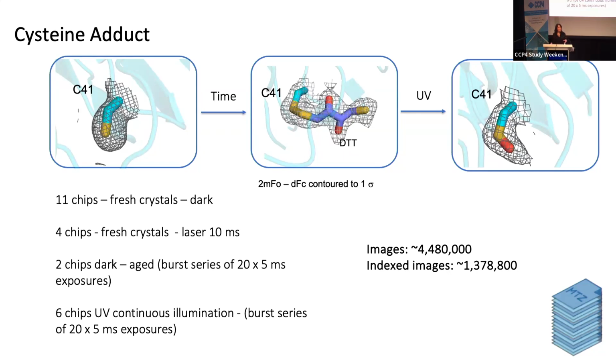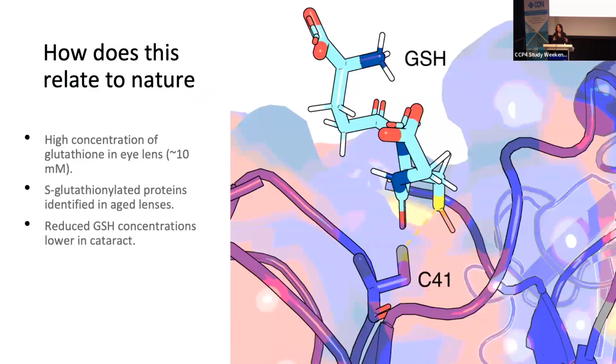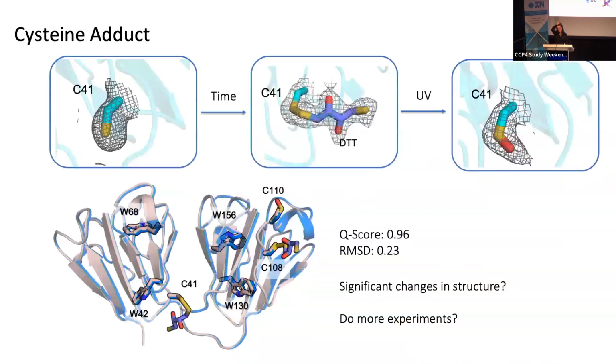I've got some interesting data, but does it really mean anything? Well, it kind of relates to the natural situation. In our eye lens, we have high concentrations of a reducing agent called glutathione, not quite the same as the one I'm using, but it works by being able to reduce these cysteines. They know that S-glutathione does bind to the protein over time, that S-glutathionylated proteins have been found in aged lenses, and that a reduction in the glutathione concentration is found in cataract. So we've got these cysteine adducts.